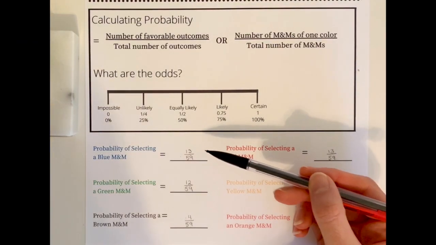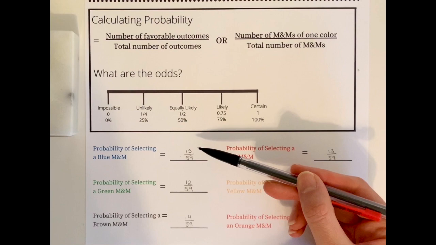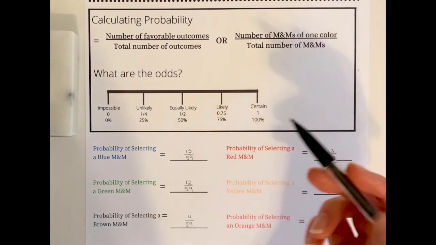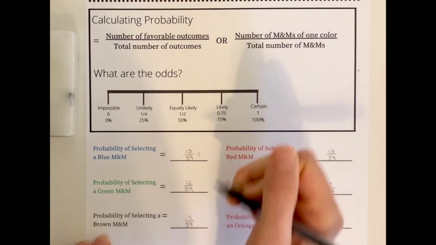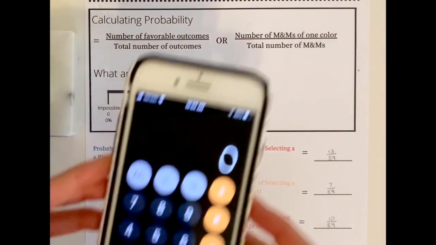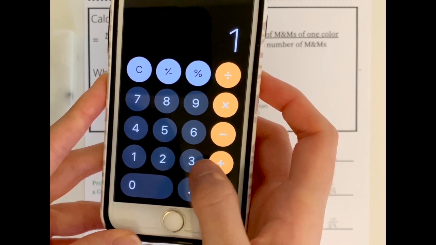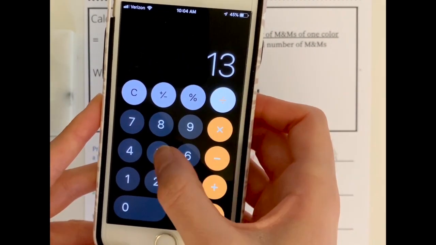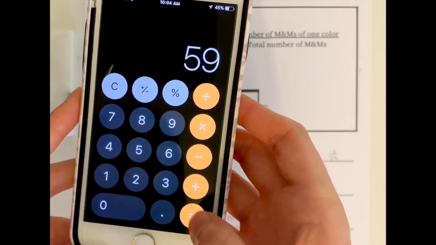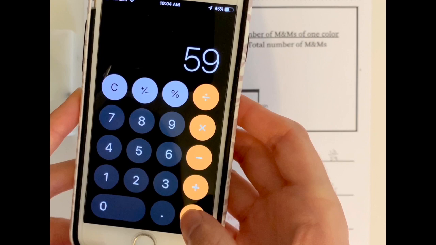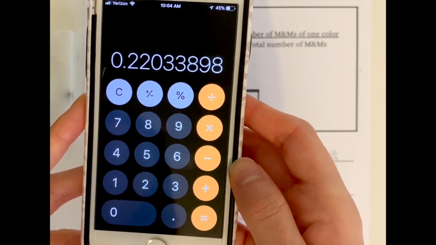In order to make that step easier for us, we're going to convert our fractions into percentages. In order to do this, divide the numerator, or the top number, by the denominator on any calculator that you have. In my example, I had 13 blue M&Ms. I'm going to divide the number 13 by the total number of M&Ms I had, which was 59. So 13 divided by 59. And I get this output on my calculator.